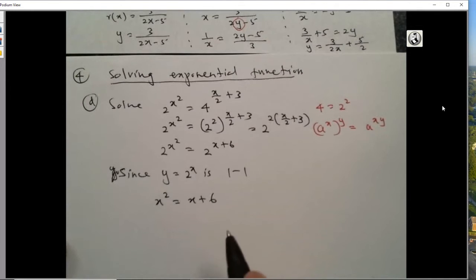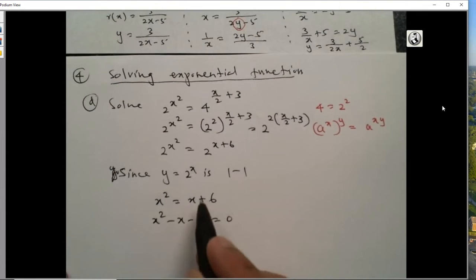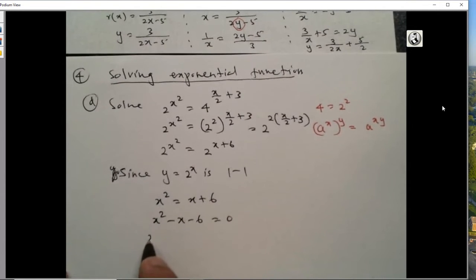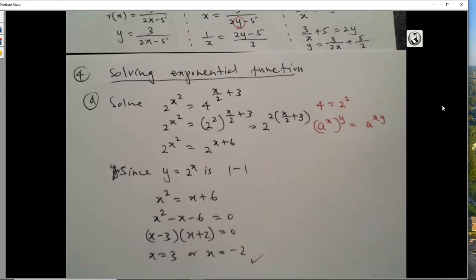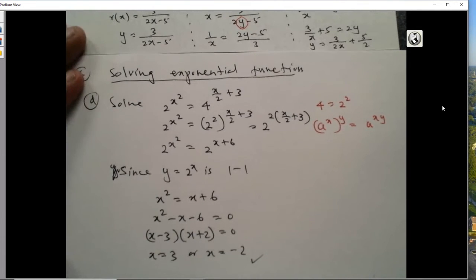Now this is simply an algebra problem. You bring it to one side: x squared minus x minus 6 equals 0. We factor this. The factors are x minus 3 and x plus 2. This gives you solutions x equals 3 or x equals negative 2. And you can see both work. So that's the whole problem. It's not difficult. There are certain steps that you will remember. This is one of the easiest questions actually. It can be more complicated than that, but this is a straightforward one.